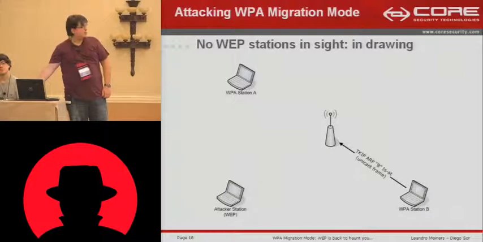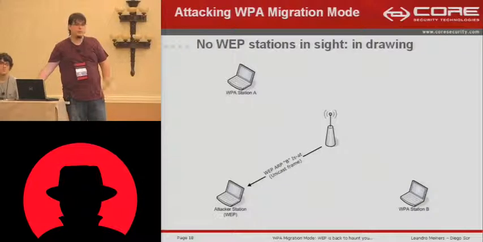And then station B will reply also in TKIP because it's a WPA station. But the AP will forward it in WEP to us because we have authenticated as a WEP station. So the AP tracks the encryption everybody's using, and sends it along in the proper manner to us. So that's another frame we can use for cryptanalysis.